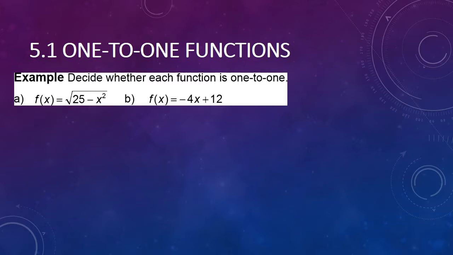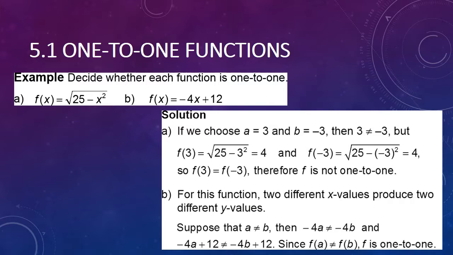Now you're going to decide whether each of these functions is one-to-one. Pause the recording, give it a try, and resume the recording to check your answer. Okay, so A is not one-to-one, and the reason for that is, pick a number such as 3. If you put in 3 for x and you put in negative 3 for x, you're going to get 4 for both of those x values. That's going to work with any pair of numbers with opposite signs. 4 and negative 4 will produce the same y value, so it's not one-to-one.